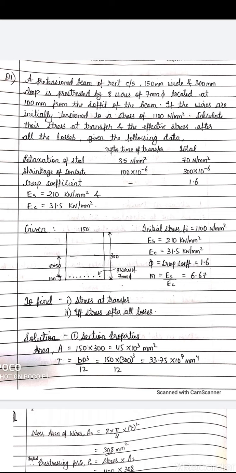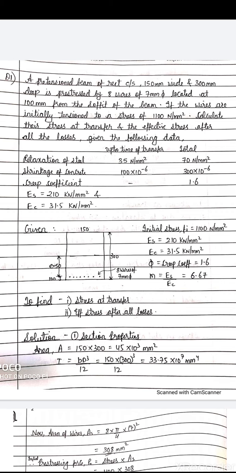So basically what they're asking in the question, we have to find out stress at transfer and the effective stress after all the losses. So first let us write down the given data which is given in the question. So basically the first thing which is given to you is the dimension of the section. So we'll draw that section, cross section. It is 150 by 300 mm overall and 8 wires of 7 mm diameter is the steel and it is at 100 mm from the soffit of the beam. Soffit means bottom of the beam. So as you can see in the figure, I have shown the wires which are at 100 mm.